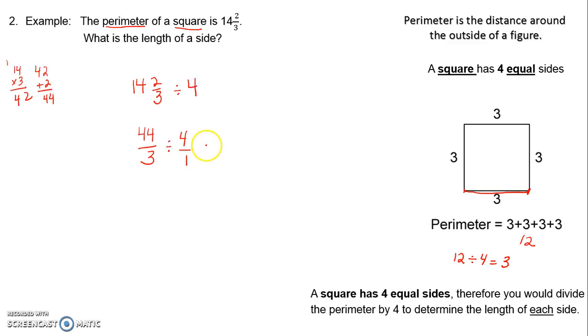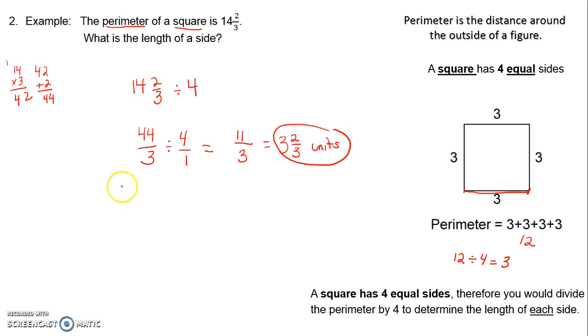Now, the nice thing about this problem is because 44 does divide by 4 nicely, we could go ahead and divide straight across the top, straight across the bottom. 44 divided by 4 is 11. 3 divided by 1 is 3. So 11 thirds would be one side. And 11 thirds as a mixed number, 3 goes into 11 3 times with 2 left over. So 11 thirds is 3 and 2/3 units on each side.